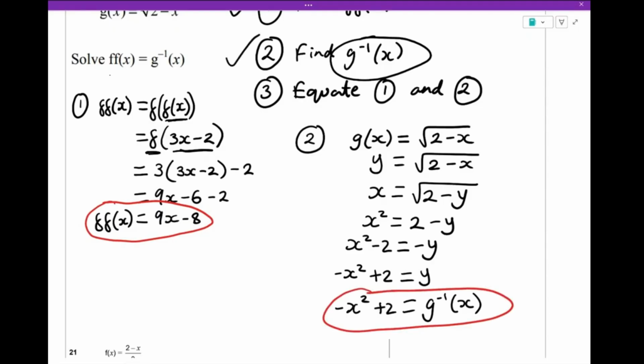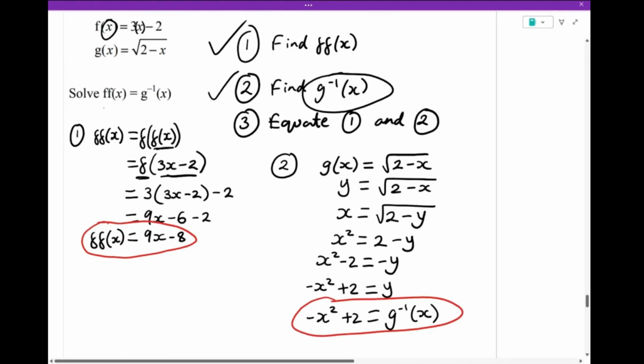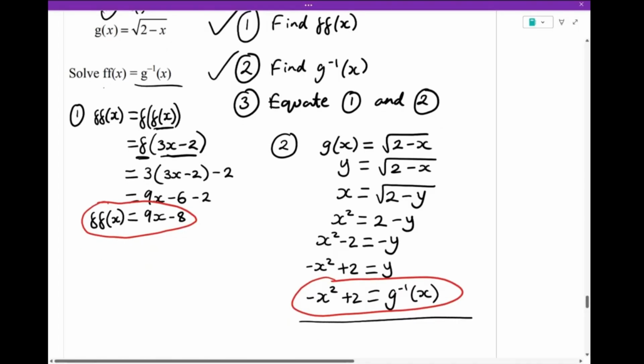And now we can move on to step 3. So step 3 says I need to equate what I found in step 1 and step 2. What I found in step 1 and step 2 are circled in red. I found f of x, the left-hand side of the equation down here. And I found the right-hand side of the equation, inverse g of x, down here. So I just need to equate the two.